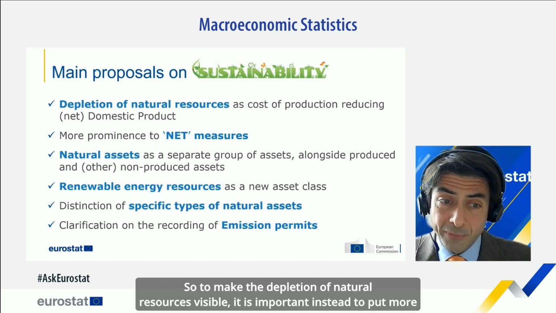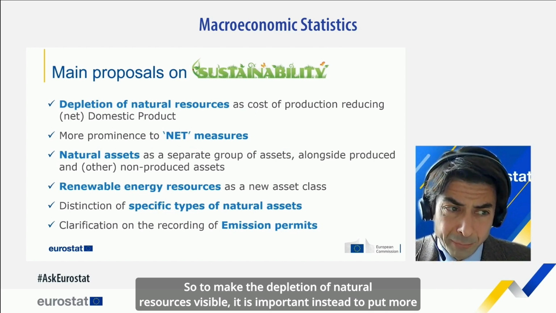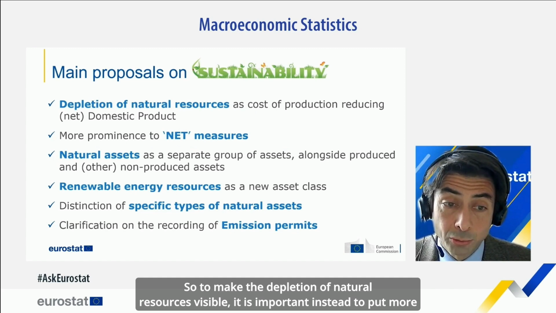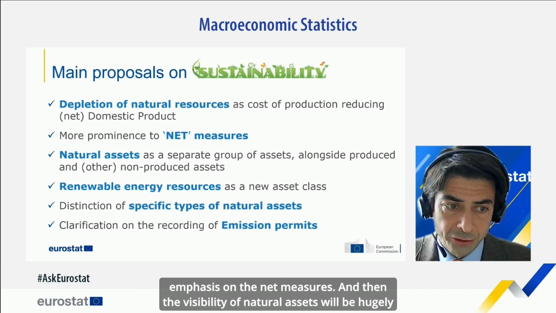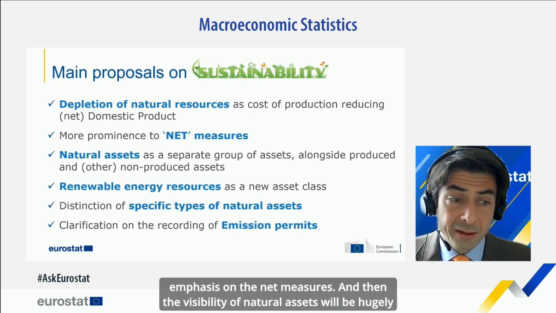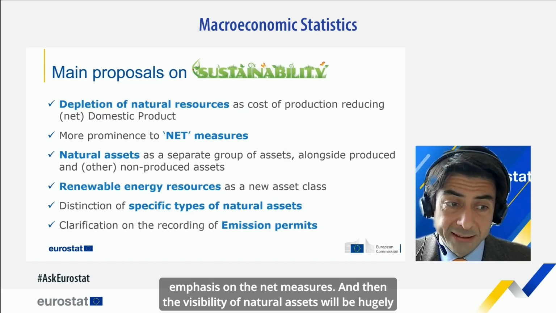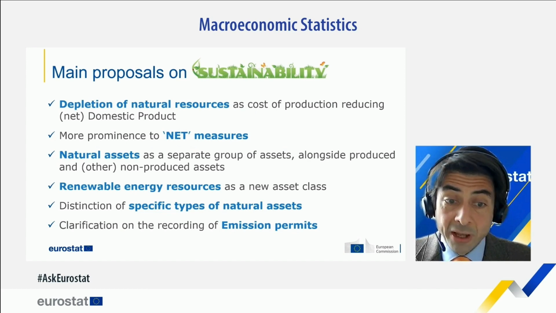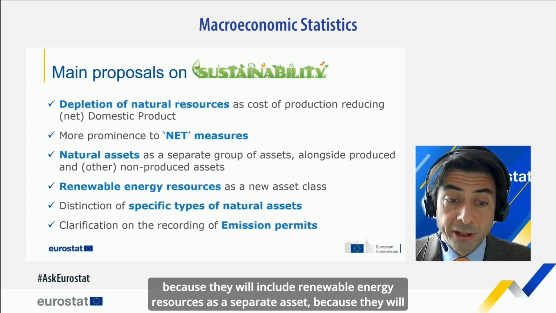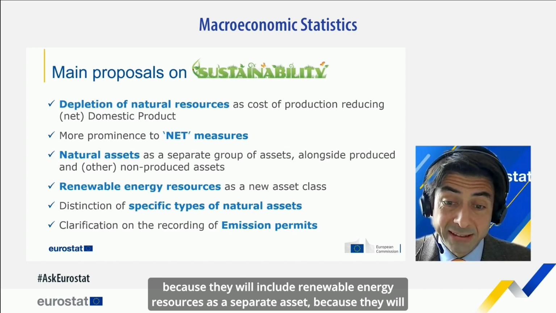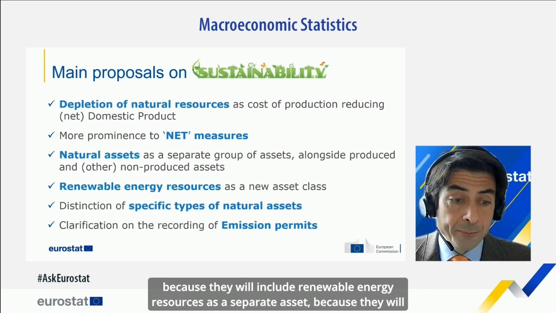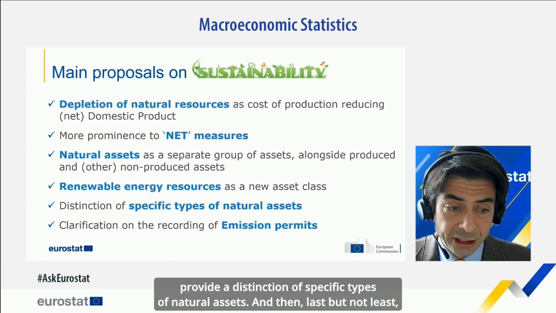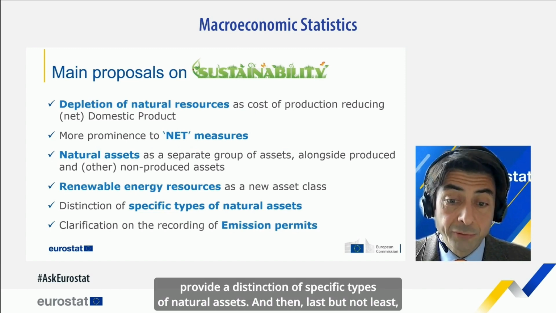So to make the depletion of natural resources visible, it is important instead to put more emphasis on the net measures. And then the visibility of natural assets will be hugely increased. First of all, because they will be recorded as a separate group of assets, because they will include renewable energy resources as a separate asset, because they will provide a distinction of specific types of natural assets.